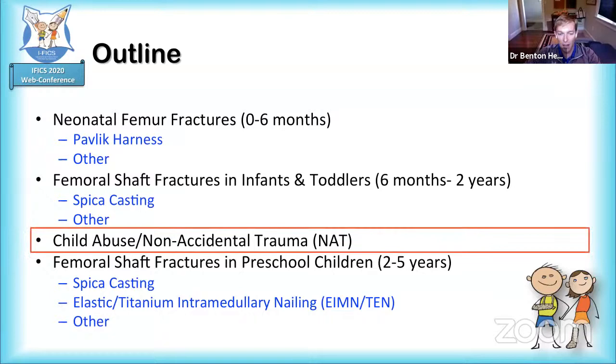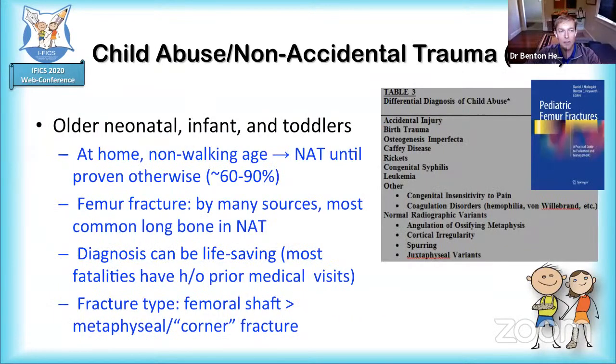So getting into child abuse and non-accidental trauma, this would be the older neonatal group, the infants and the toddlers. So at home, if the child has gone home and it's not thought to be an obstetric fracture, but they're of non-walking age, really we think of it as non-accidental trauma until proven otherwise. Some studies have suggested up to 60 to 90% of cases in these non-walking age younger children may be non-accidental trauma.